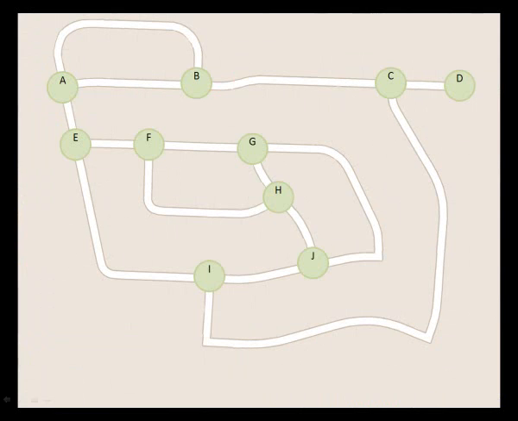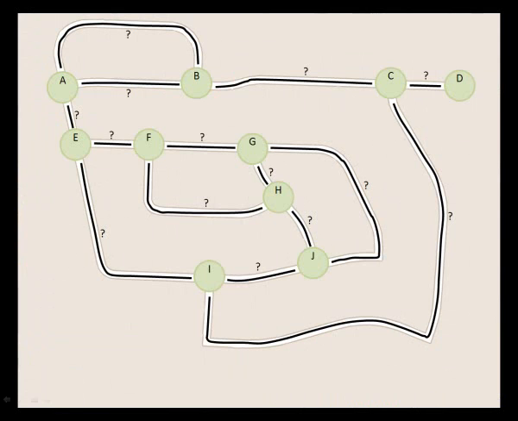Now I'm going to add vertices at the intersections, and then the streets become edges. Now we have a weighted connected graph, though we don't yet know the weight of the edges. We are going to use Dijkstra's algorithm to find the shortest path from our vertex B to all the other vertices.